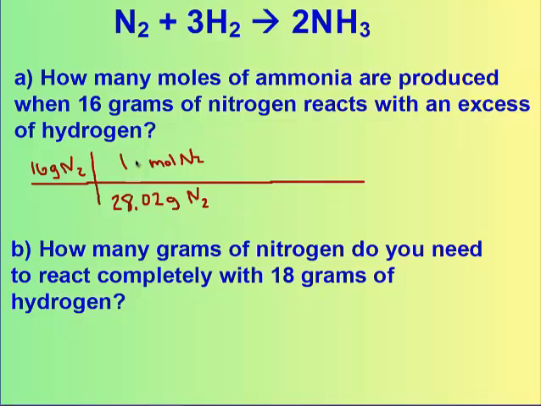The only time a number other than 1 is going to go with moles possibly is when it's mole over mole. Now I have moles of nitrogen, so I have to have moles of nitrogen on bottom. And I'm converting to ammonia, so I'm going to have moles of ammonia on top. Notice moles over moles, so nitrogen gets a 1, and NH3 gets a 2.